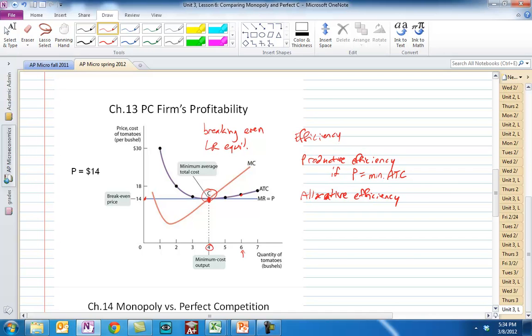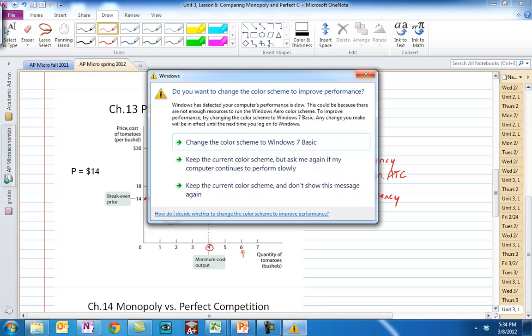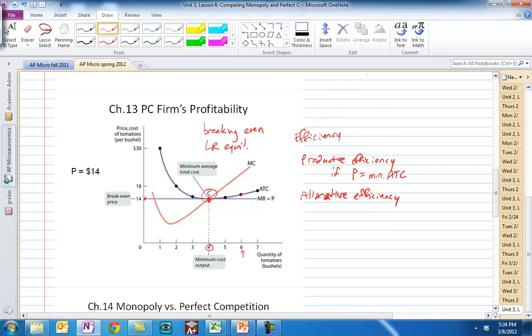So for instance, one of the resources that goes into making these tomatoes is the land. We're making best allocative use of that land. We're using that land in an allocatively efficient way if we are putting that land towards tomatoes, if it's the right decision to put that land towards tomatoes versus putting that land towards some other good.